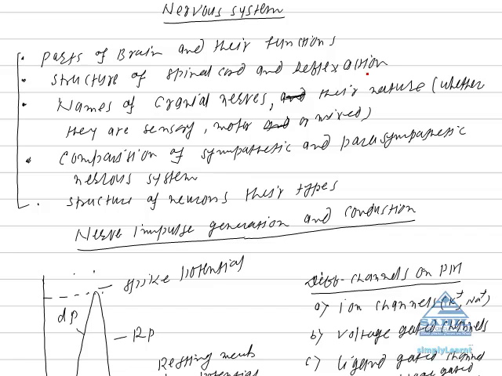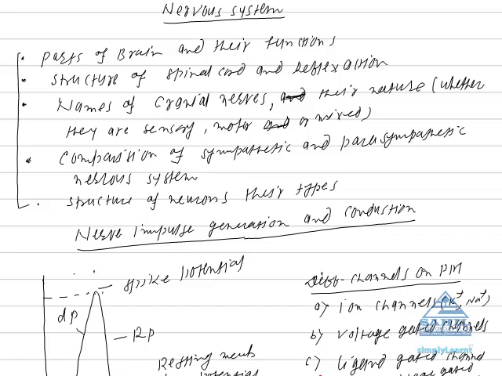Similarly, learn the names of the 12 cranial nerves found in human beings, whether the nerves are sensory, mixed, or motor, and their distribution as well. Then, when you are doing the autonomic nervous system, you should give emphasis on the comparison between its two parts, the sympathetic and parasympathetic nervous system. You should also learn the structure of neurons, their types, and examples of where such neurons are located in our body.